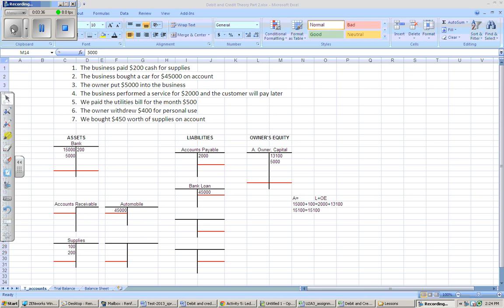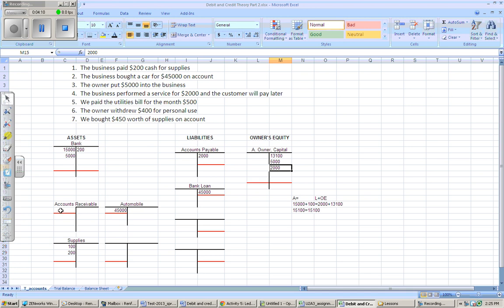The business performed a service for 2,000 and the customer will pay later. What's one account that's affected? Well, we've performed a service and that's what we're in the business to do. So when we do that, our equity goes up in the business. So the account is capital. What type of account? It's owner's equity. It's increasing, and owner's equity is on the right side of the accounting equation. Therefore, it increases on the right or credit side. So I record that on the credit side of capital.